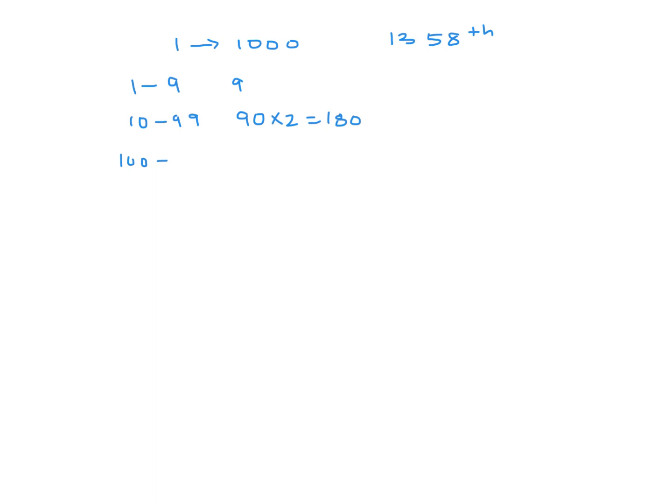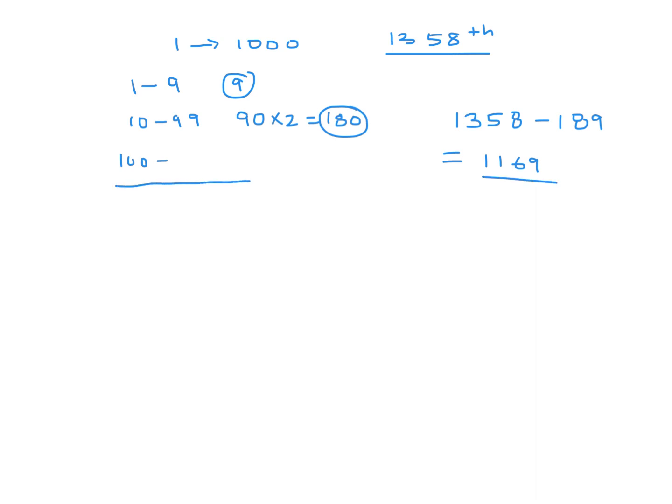Well, they did give me a little clue. That little clue is that they want the 1358th digit. Now, so far I have 9 plus 180, so I have 189 digits. So 1358 minus this 189 is 1169. So this has to somehow be giving me another 1169. Yeah, I got it.